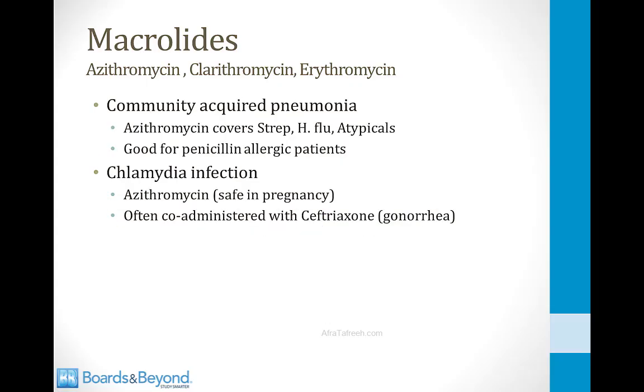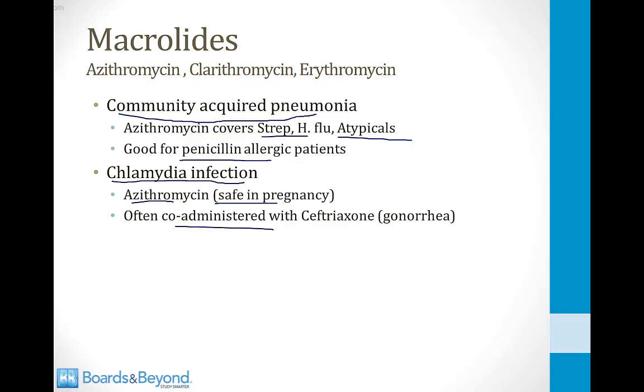So this slide lists some of the common uses of macrolide antibiotics. They're good for community-acquired pneumonia, as I was just saying, because they cover strep and H. flu and the atypical pneumonias. They're also useful in patients who have a penicillin allergy and need coverage for pneumonia. They're used for chlamydia infection. Azithromycin is safe in pregnancy, so if someone has a chlamydia infection during pregnancy, you can give a macrolide.